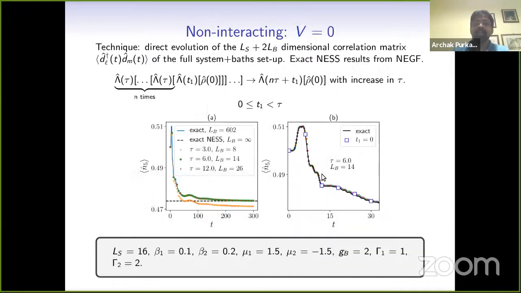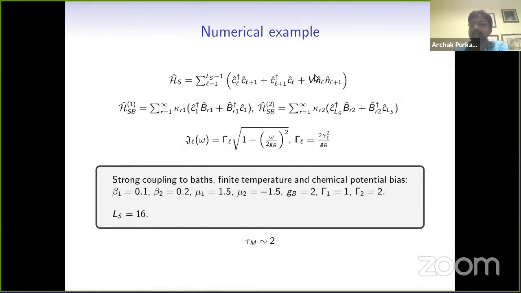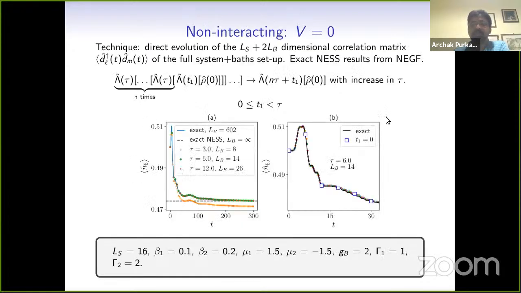Okay, so let's look at the example, with a non-interacting case. So this V equals 0, while this term is not 0. As I said, the entire thing can then be written in that quadratic form. So this is a linear system, and it can be exactly solved using various tricks.